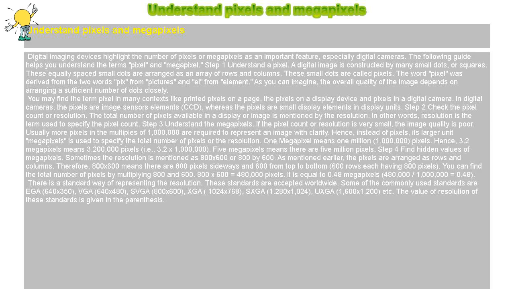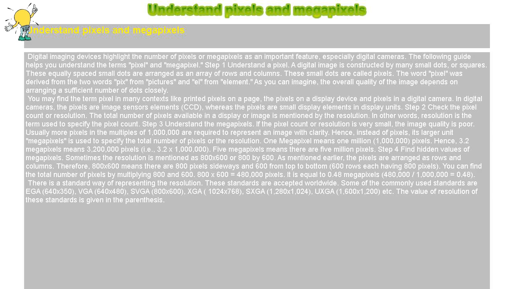Step 2. Check the pixel count or resolution. The total number of pixels available in a display or image is mentioned by the resolution. In other words, resolution is the term used to specify the pixel count.